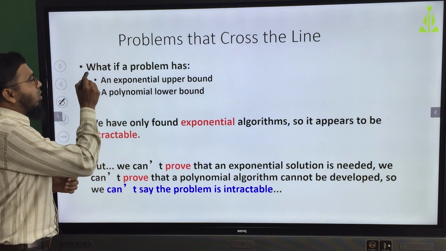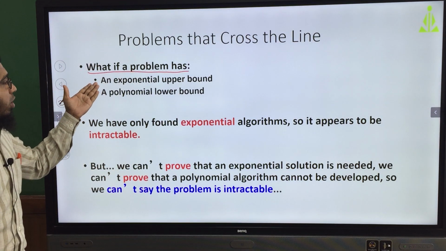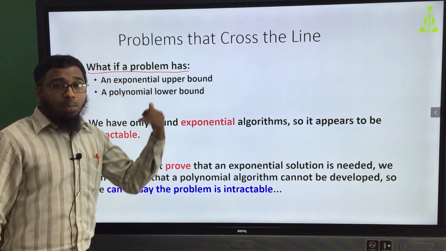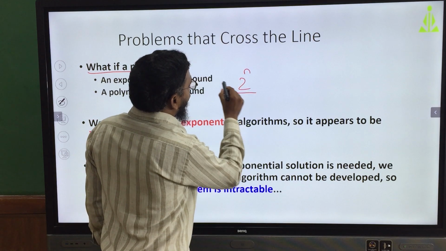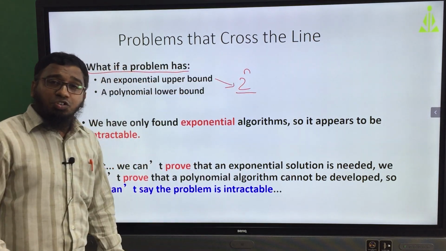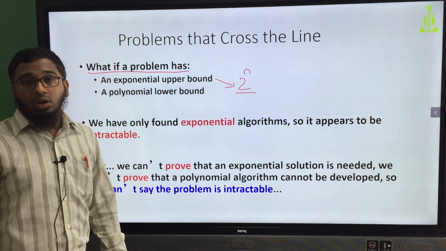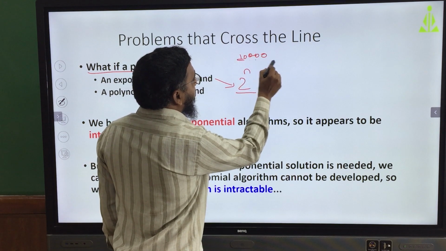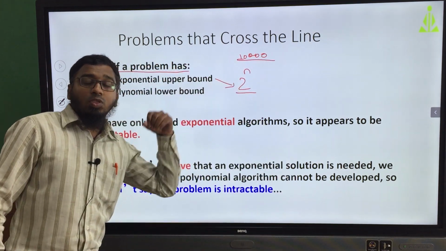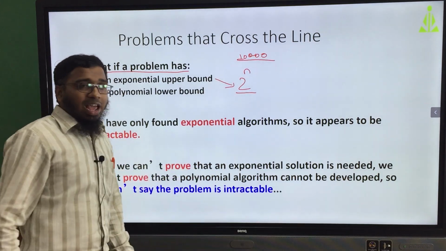So what is this? What if a problem has, the first one, an exponential upper bound, meaning if you have 2 power n, this is exponential. This will be a very huge number. If n is equal to 10,000, then it will be a huge number. So this is called exponential.